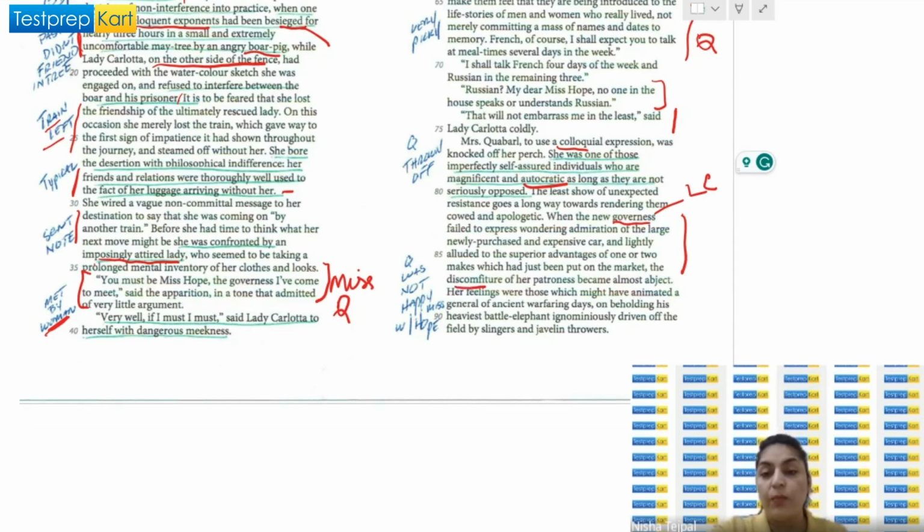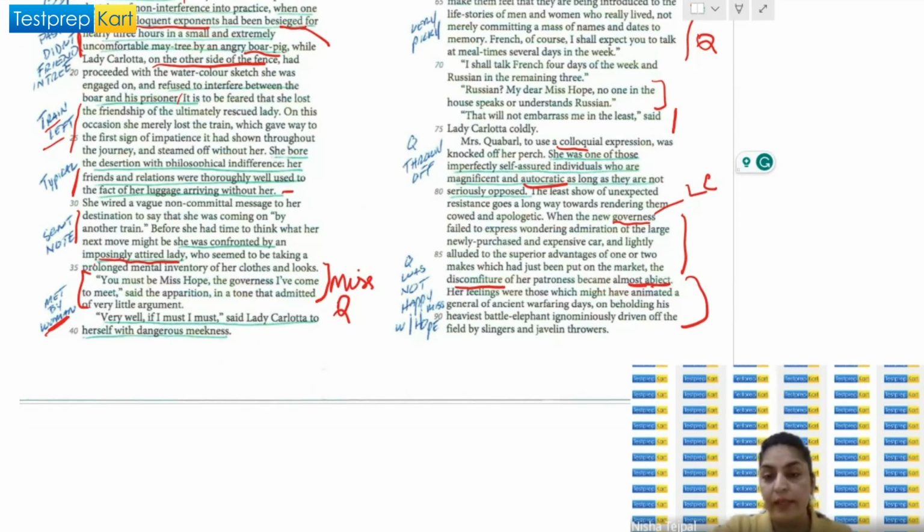Discomfiture means this is making her feel uneasy and almost abject. So this was quite vivid from her face. Her feelings were those which might have animated a general of ancient warfaring days on beholding his heaviest battle elephant ignominiously driven off the field by slingers and javelin throwers. See the comparison. The author is now comparing Miss Quabal's reaction to somebody who's failing on the battlefield.